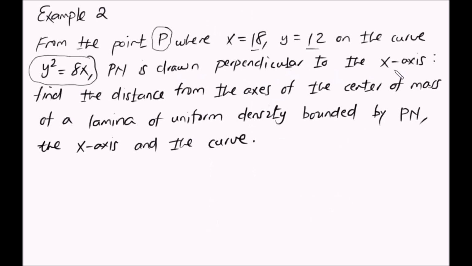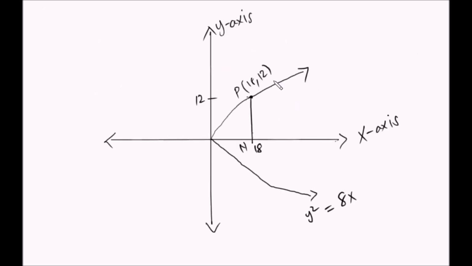Pn is drawn perpendicular to the x-axis. Kwa hiyo from P pale unachora mstari mpaka kwenye n ambao ni perpendicular to the x-axis. So in the diagram here you can see I've done that already. Kwa sababu hapa P ni 18,12, ukichora mstari ulionyooka hapa kwenye n itakuwa ni 18,0. Yeah, tuendelee.